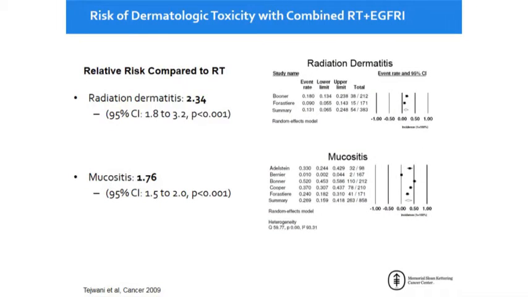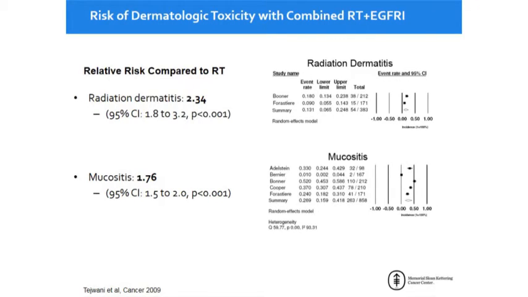However, a meta-analysis conducted by A.J. Tewani, who is a radiation oncologist, showed that when you analyzed all the studies, the risk for severe radiation dermatitis when you add cetuximab to radiation is more than doubled, as seen here. And these are the forest plots to show this. Even the risk of severe mucositis was increased by almost double when cetuximab or an EGFR inhibitor was added to radiation.